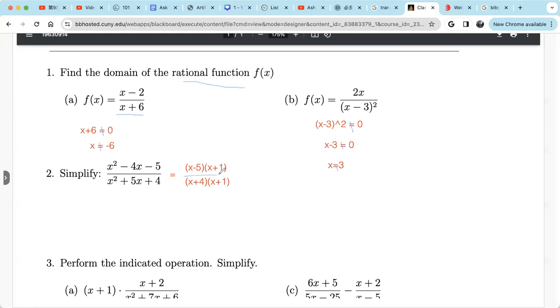So the division bar here. Now we see x plus 1 is a factor in the numerator, and x plus 1 is a factor in the denominator. So x plus 1 divided by x plus 1 becomes 1. So we're left with x minus 5 divided by x plus 4.